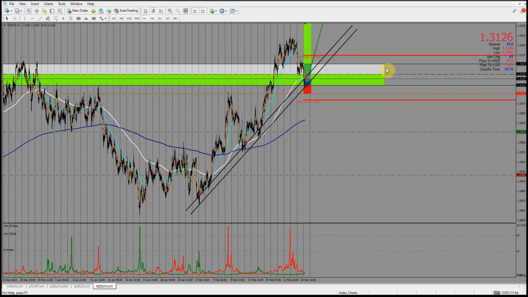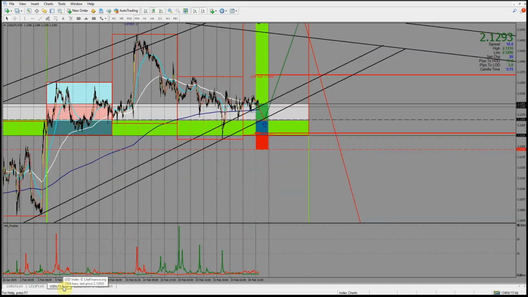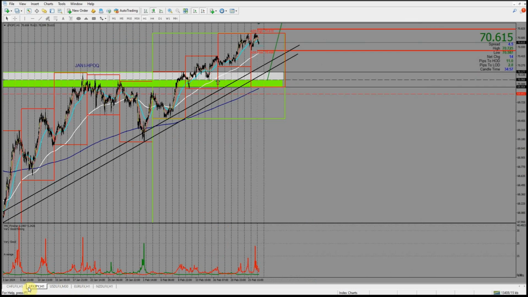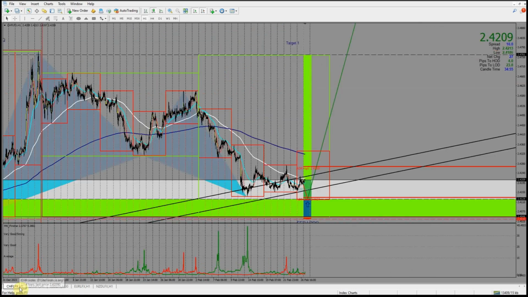So basically, you're going to be buying the New Zealand dollar, you're going to be buying the dollar, you're going to be buying the Japanese yen, and you're also going to be buying the CHF. But before we could buy that, I just want to get this move to the downside. This move here is similar to the move on New Zealand dollar.